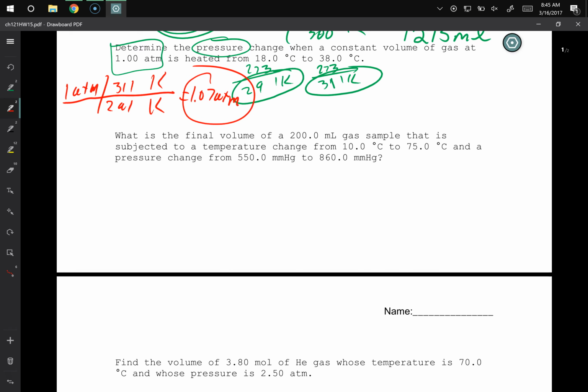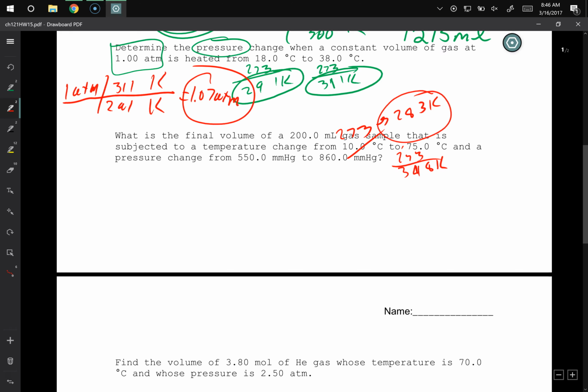Final volume of a 200 milliliter sample of gas that's subjected to a temp change and a pressure change. Okay, so my temp change, I'm getting 283 as my initial temperature, and then 348 K. So here's my initial temperature and my final temperature, my initial pressure and my final pressure, and I start off at 200 milliliters.